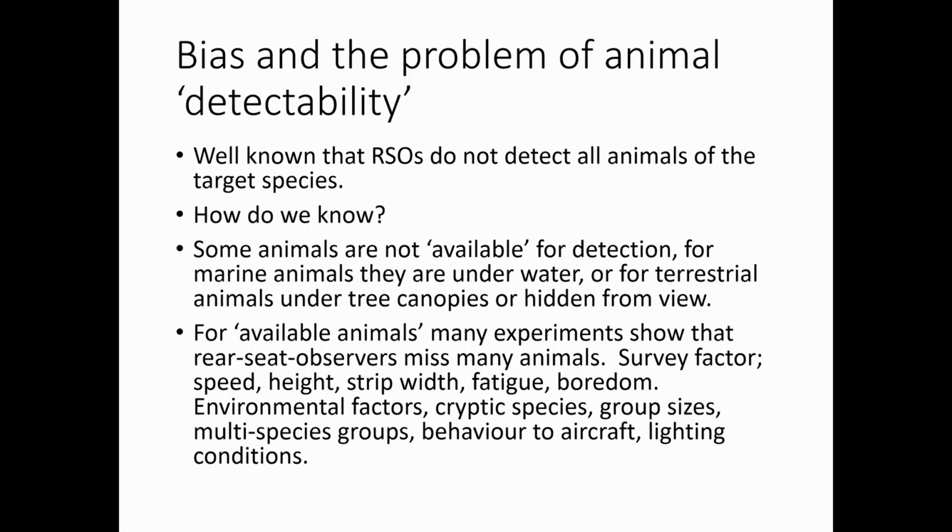Well, I'm going to talk about bias and the problem of animal detectability. It's well known that RSOs do not detect all animals of the target species. How do we know? Some animals are not available for detection. For example, marine animals, they might be underwater. Terrestrial animals are under tree canopies or hidden from view.